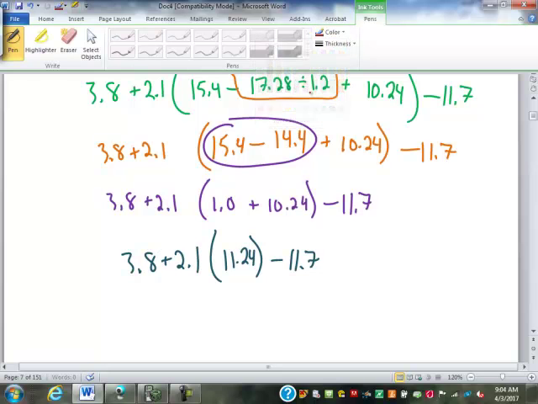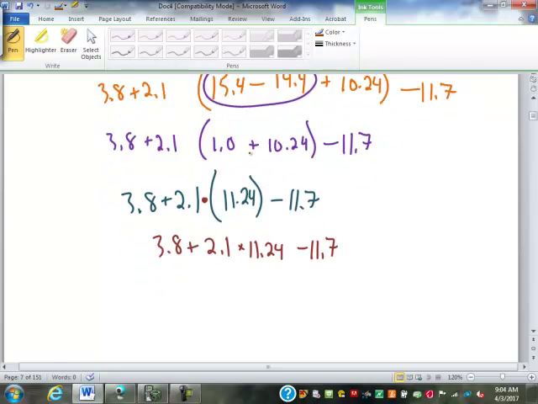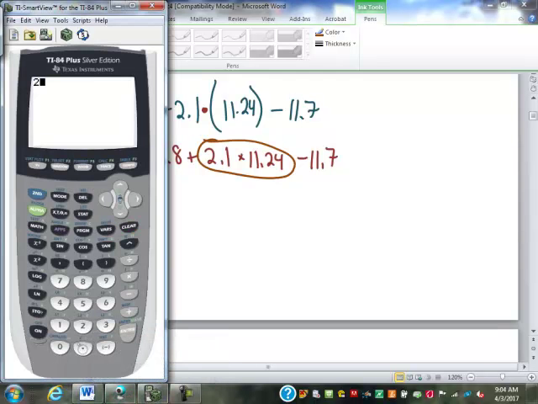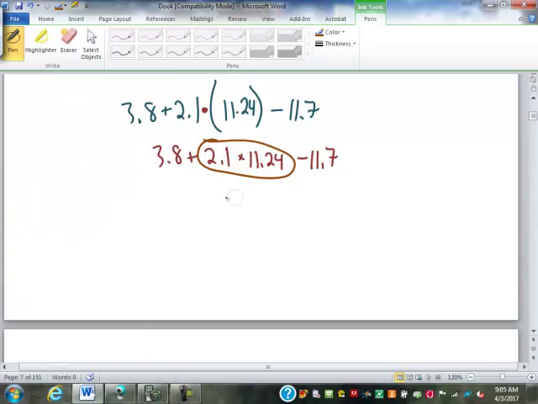Now I'm down to a single number inside the parentheses, so I can get rid of the parentheses. When I get rid of the parentheses, I have to remember to do what? Put in the multiplication there. So now, no more enclosing symbols, no more powers or roots. So we're just going to multiply the 2.1 times 11.24. 23.604.